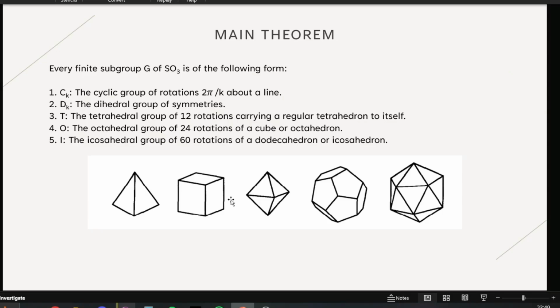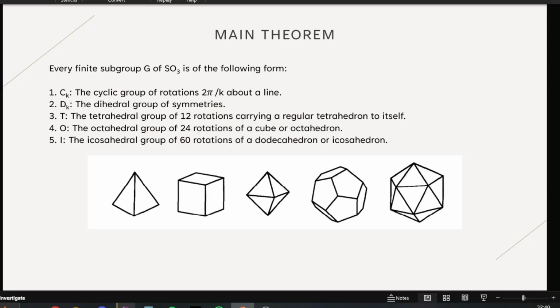I have used the image from Artin, which does not show all of them. The octahedral group is the rotations of a cube or octahedron. The icosahedral group is the rotations of a dodecahedron or icosahedron. The rotations of the dodecahedron were discussed in the previous lecture, and it has 60 rotations. I'm not going to derive the number of rotations of the octahedron or tetrahedron here. We will derive them in a different manner from the previous lecture.